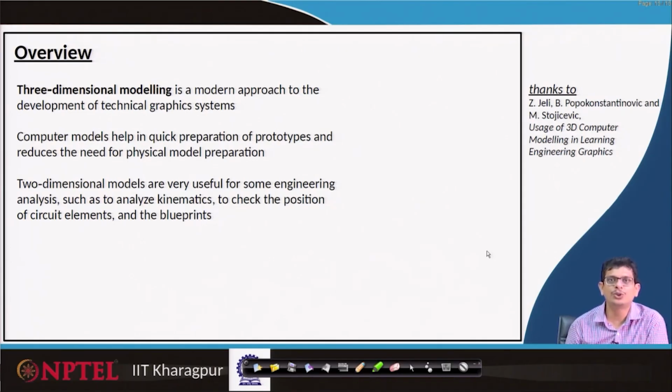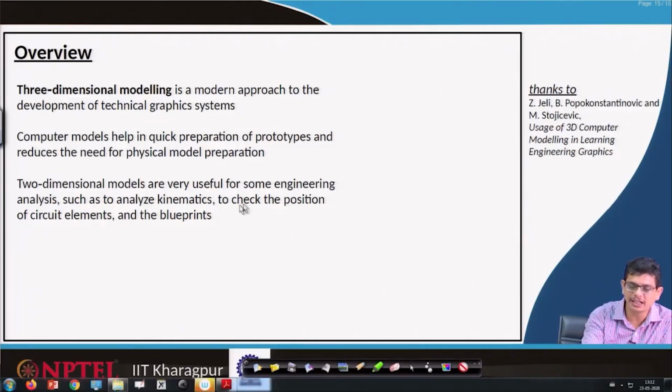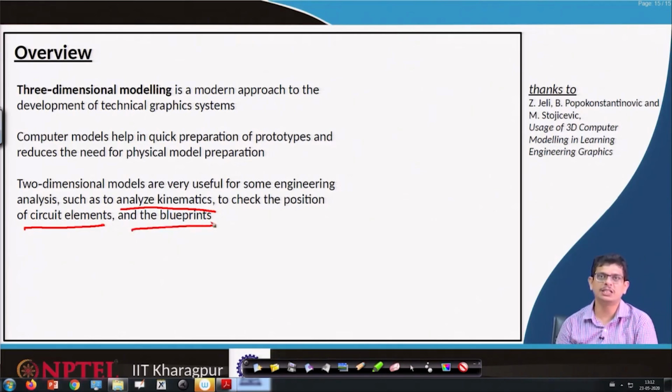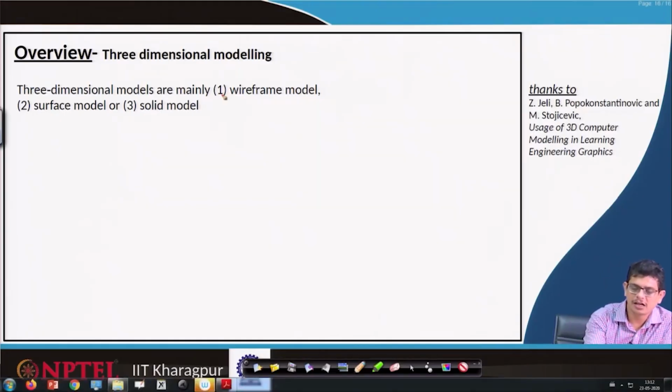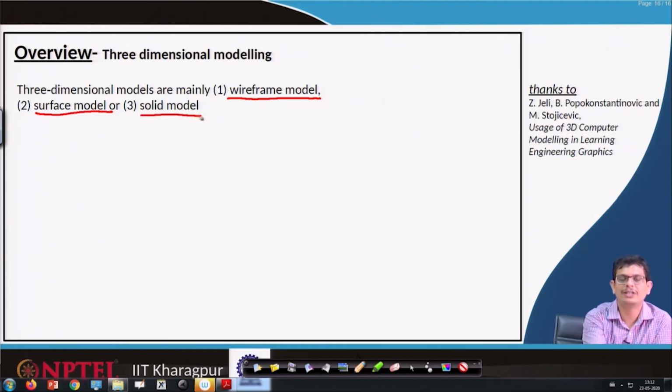Till now we have learned about 2D drawings. Mainly those 2D drawings are helpful in terms of understanding kinematics and checking positions of circuit elements, or perhaps for blueprints. These are just documentation to give us easy information. The detailed information we will get only through 3-dimensional modeling. Especially, 3-dimensional modeling consists of 3 different varieties. One is the wireframe model, the other is the surface model, and the third is the solid model.